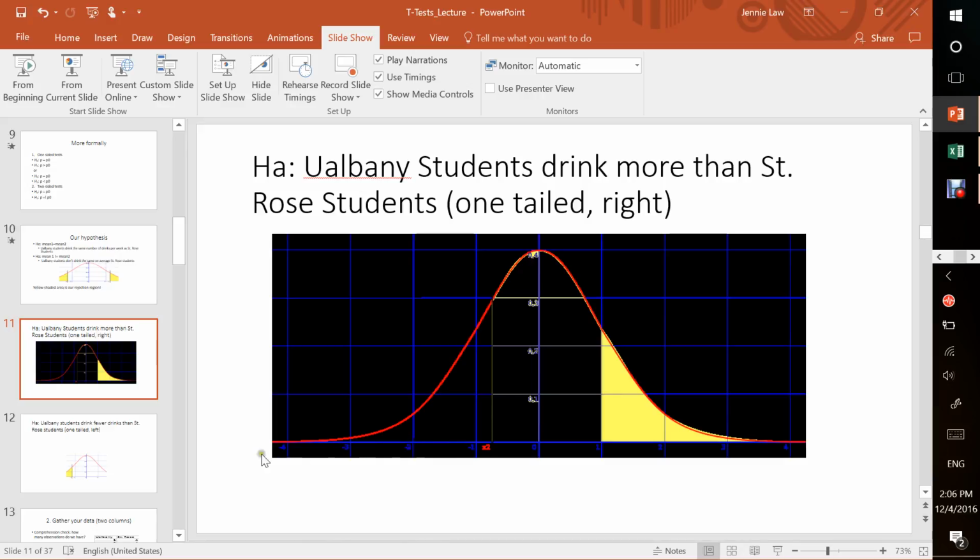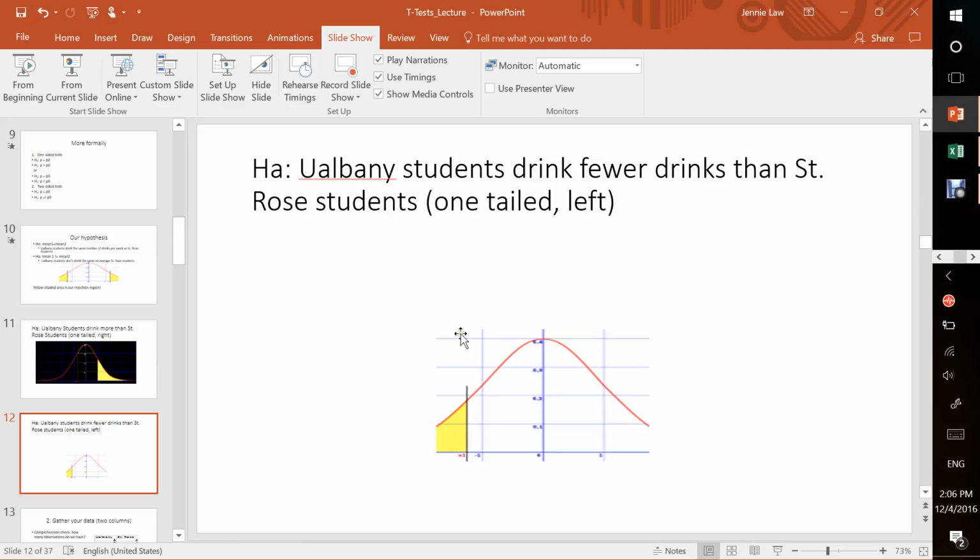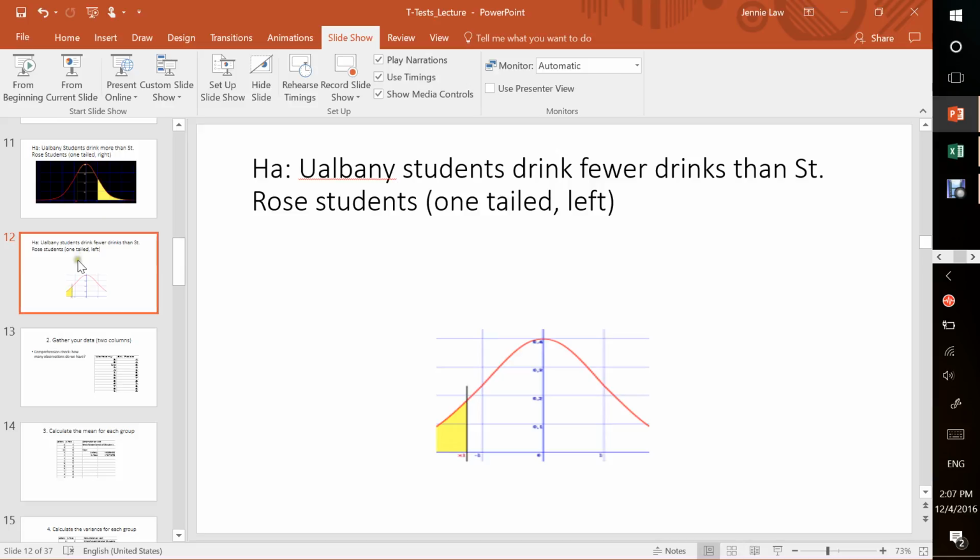And the converse is true: if you have every reason to believe that if St. Rose and UAlbany students are not drinking the same, UAlbany students would in fact be drinking less, and you were looking over here with your alternate hypothesis, and UAlbany students were actually drinking more, you wouldn't detect that with a one-tailed left hypothesis, because your rejection region is over here, and this region over here with drinking more is not included in that specific hypothesis. So that's our first step in terms of thinking about our hypothesis and how we're setting it up.